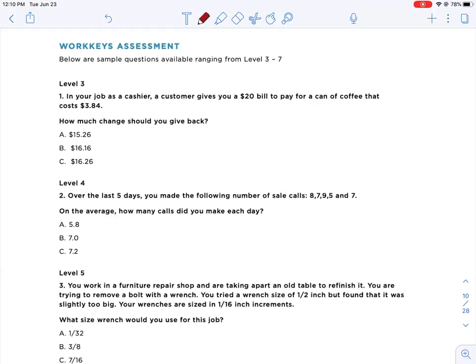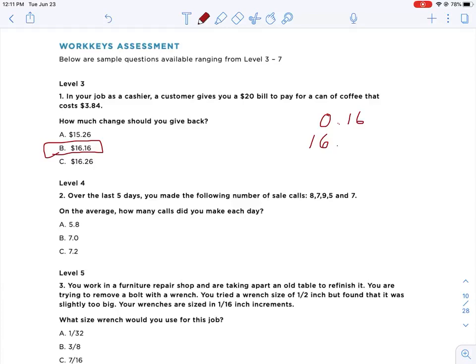Well, I worked at a bank for a while, and what I was always taught is to think about what change would bring you up to the next dollar. So we would need 16 cents to get to the next dollar. So that brings us up to $4 now. They gave us 20, so 20 minus 4 is 16. We would still have to give them $16. So the answer is $16.16.